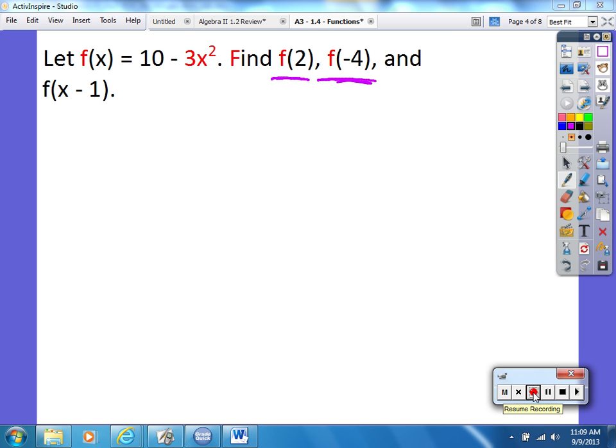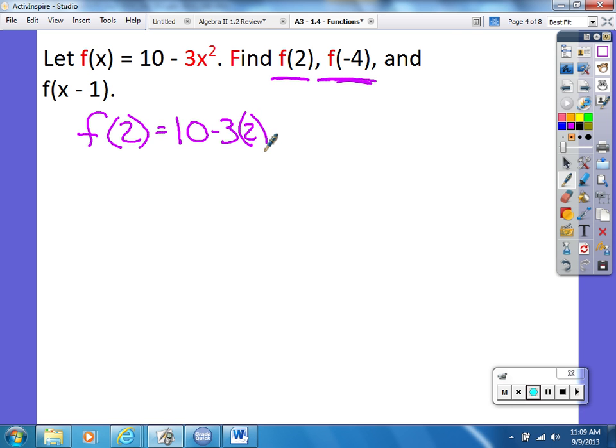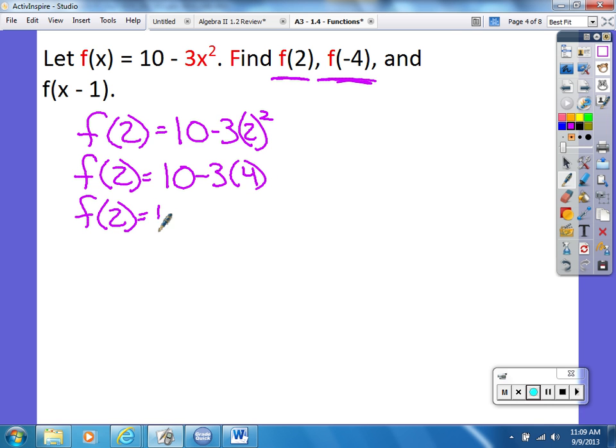Okay, so I'm going to find f of 2 first. So f of 2, and that's how we write it so that I'm knowing I'm plugging 2 in for that x. Equals 10 minus 3 times 2 squared. So f of 2 equals 10 minus 3 times 4. f of 2 equals 10 minus 12, which is what number? Negative 2.